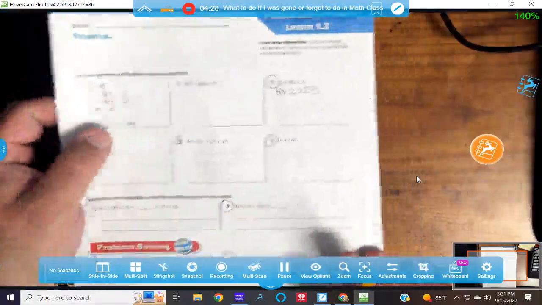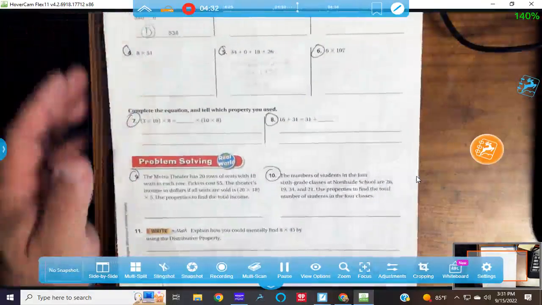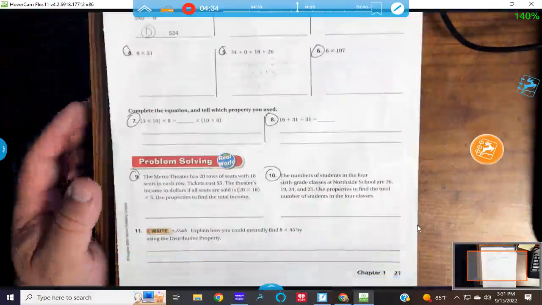What I told the kids today is I want them to tear out the page. Tear out your page 21. Let me just close this down a little bit.